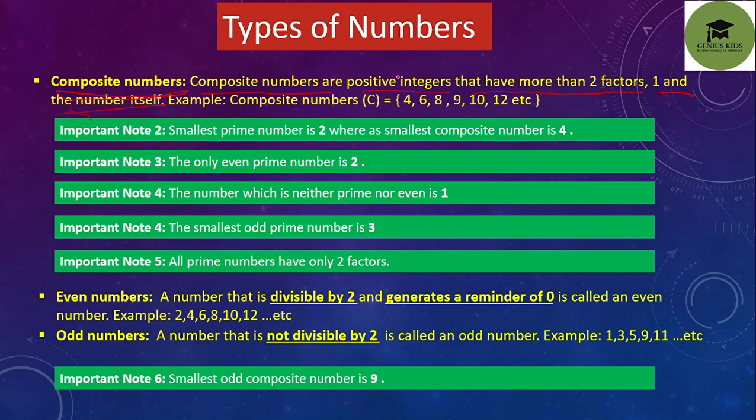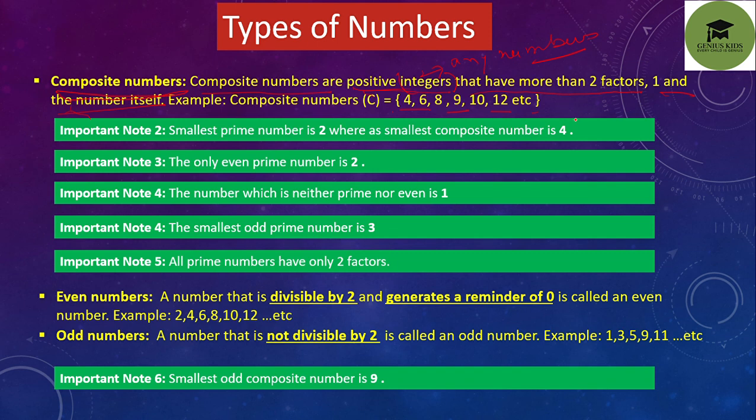For now, just remember these integers are any numbers, and these are the positive numbers. So if you see, this is a positive number that has more than two factors, one and the number itself. So what is the composite number? It is 4, 6, 8, 9, 10, 12, etc. Why is it so? Because it has more than two factors.